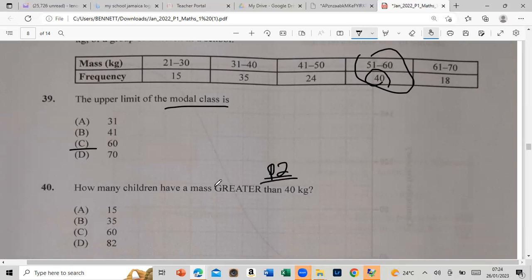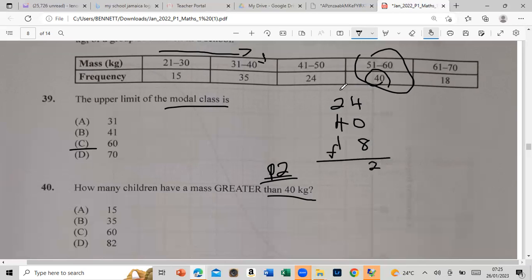Alright, let's look at 40 now. How many children have a mass greater than 40 kilograms? So first we need to identify 40 kilograms, which is from here to here. So greater than that would be above. So 41 to 50 and so on. So let us add up that and so we get 24 plus 40 plus 18. So 8 and 4, that's 12. So that's 2, carry 1. 1 and that 5, 7 and 1, 8. So that should be 82.